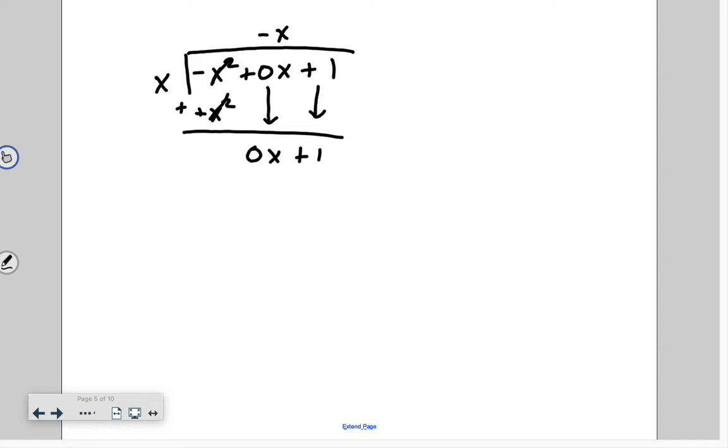Well, in this case, x times what gives you 0x? Well, technically it's plus 0, okay? Which I don't really need, and now we're getting into the remainder. And remember, I told you before, you're ignoring the remainder on this. You don't care about the remainder. So what this tells me, this is the equation of my slant asymptote.